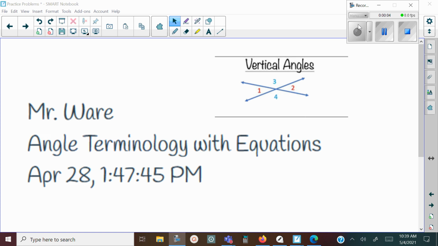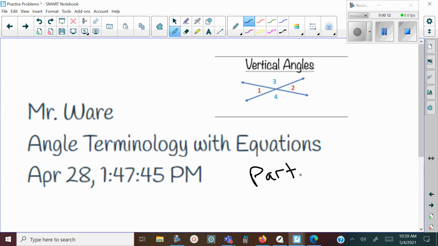And today we're looking at angle terminology with equations, and this is part two. Okay, and we're dealing with vertical angles.